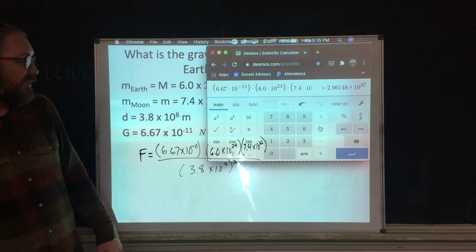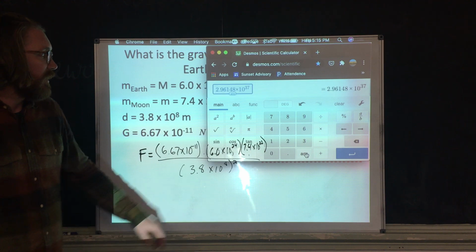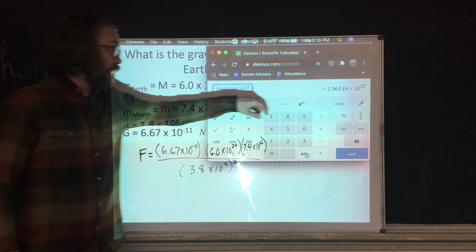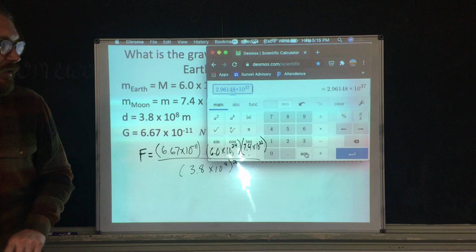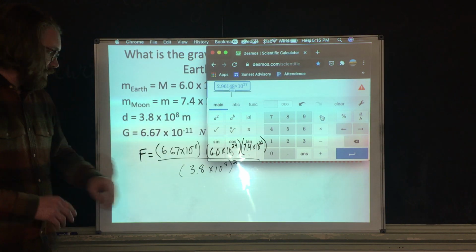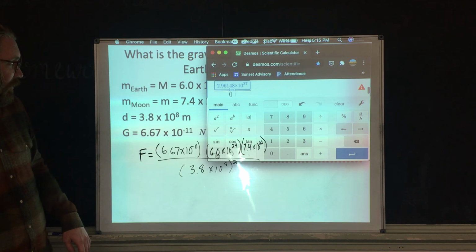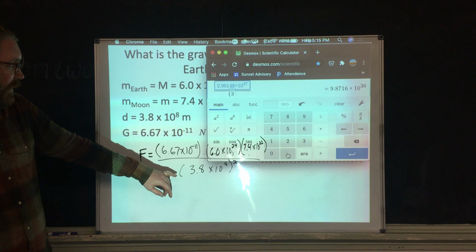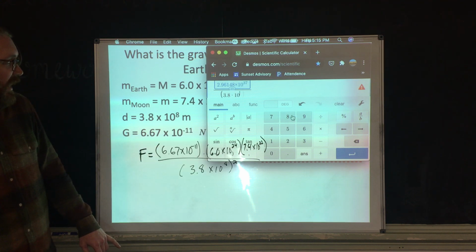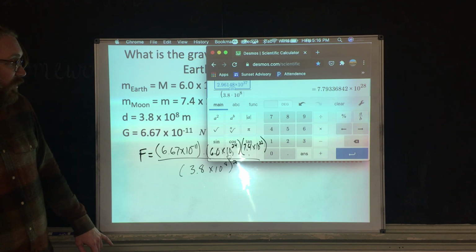Instead of retyping this number, you can just hit answer and watch what happens. It gives me the answer from that last calculation. And now I can take this big number and hit divided by, and look what it does. It divides it. So now I am going to put my parenthesis. I'm going to put 3.8 times 10 to the 8th. I hit the forward arrow and then close my parentheses.